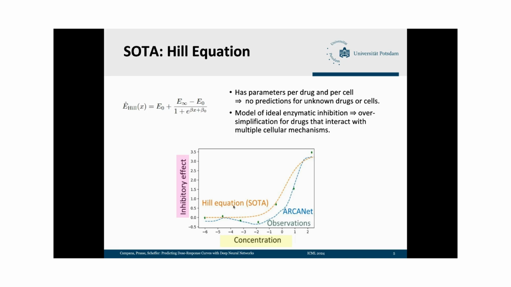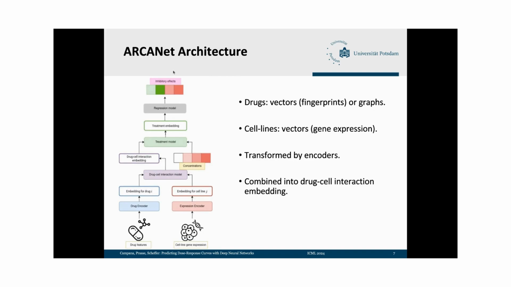Furthermore, there are many dose-response relationships that cannot be modeled by these sigmoid models. For example, when a drug at lower concentration stimulates the growth of a cell line, but then at higher concentrations it kills the cell line, these models fail. For these reasons, we developed ARCANET, a neural network-based architecture.